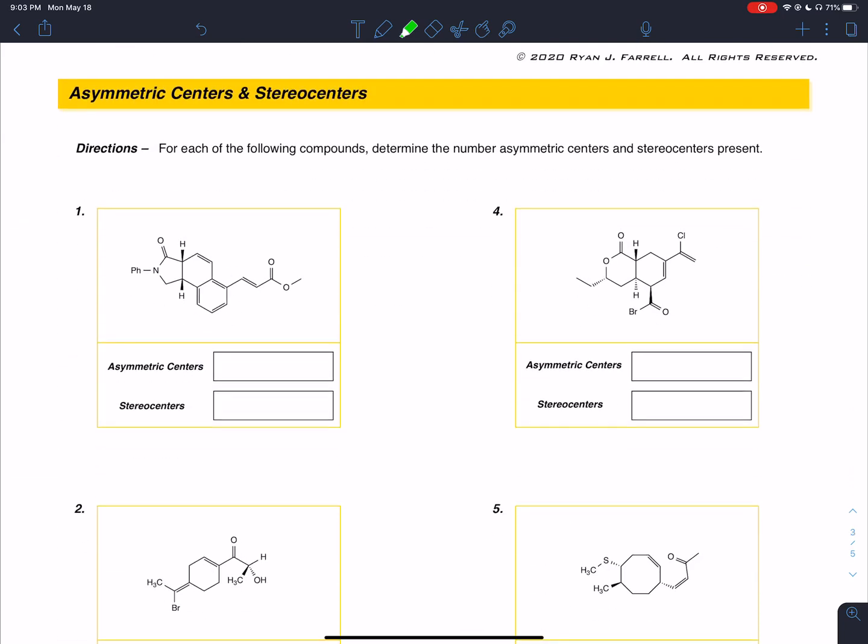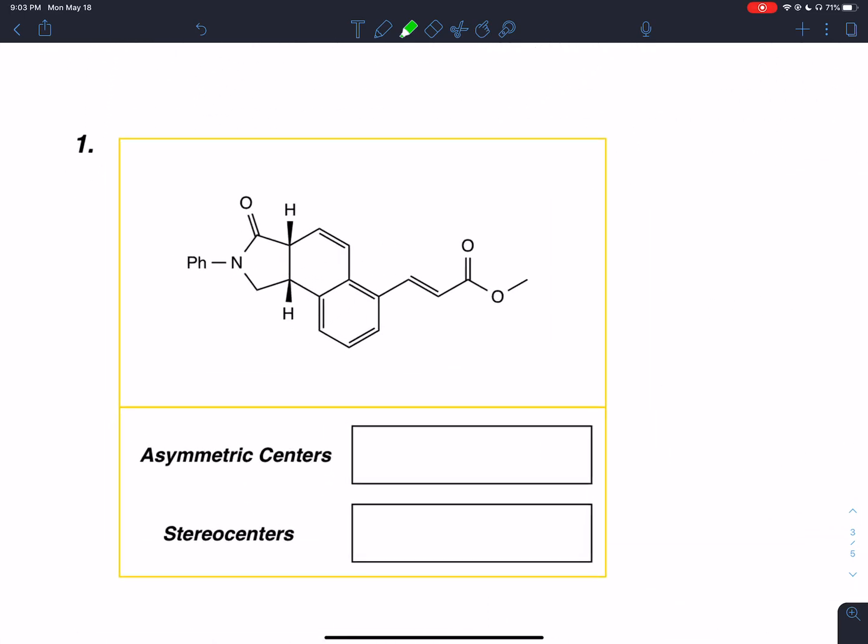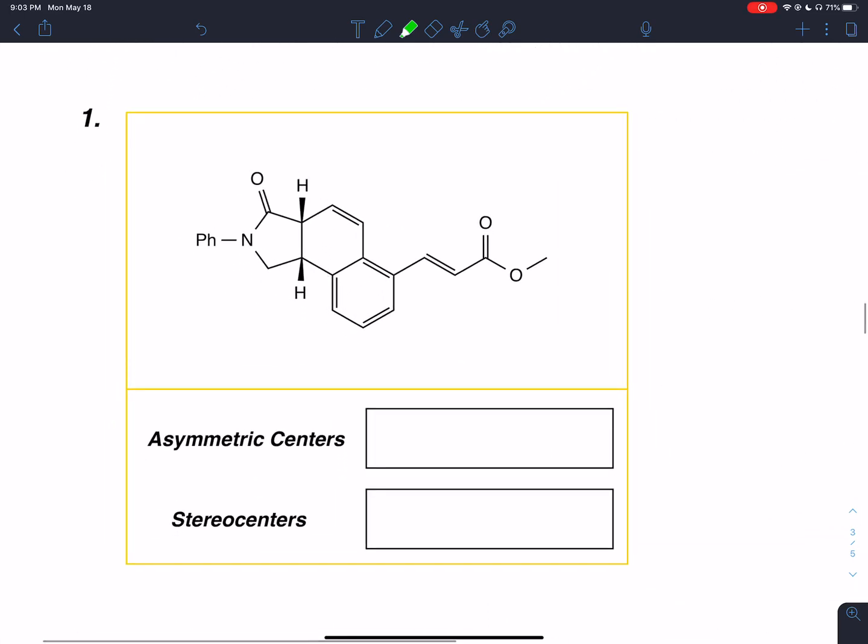Now, in each of these examples, we are going to count the number of total asymmetric centers and the total number of stereocenters. We will first count the asymmetric centers and then the stereocenters. I find that to be a good way to do this. So if I'm going too quickly, just pause the video and count on your own, okay? I apologize if I go too quickly.